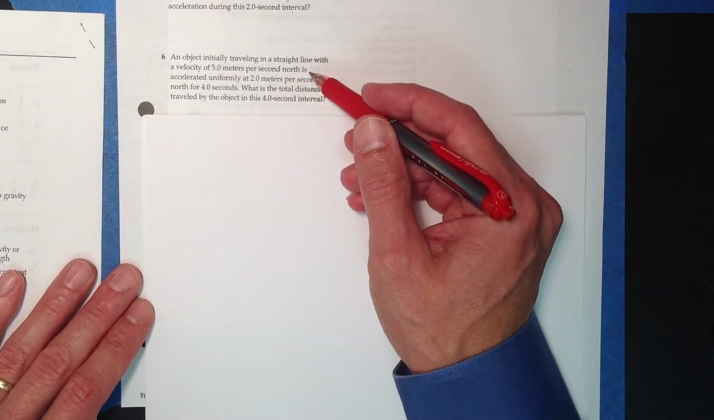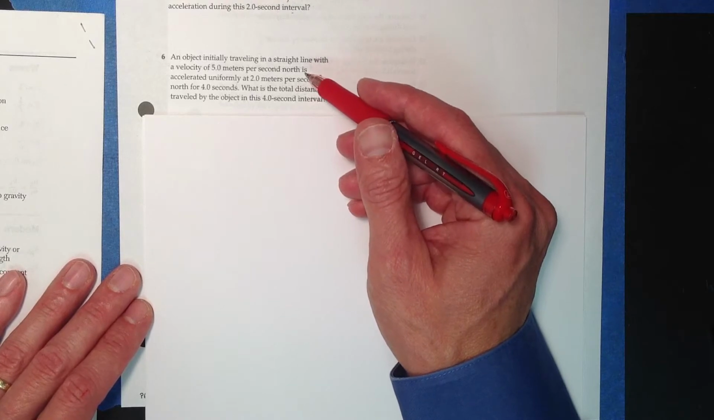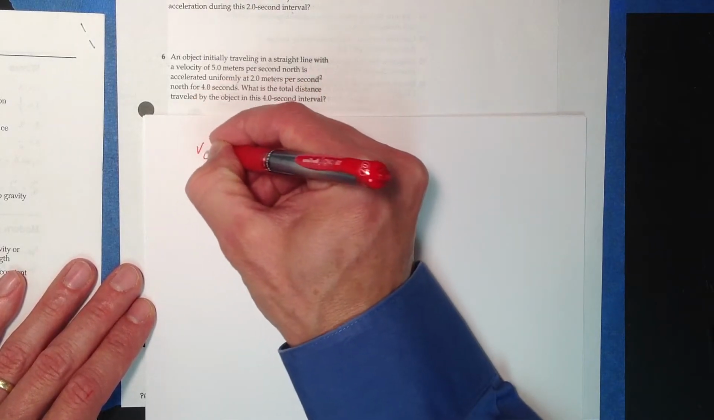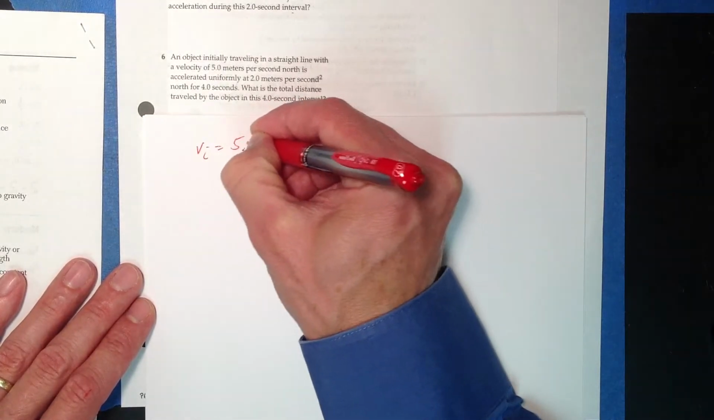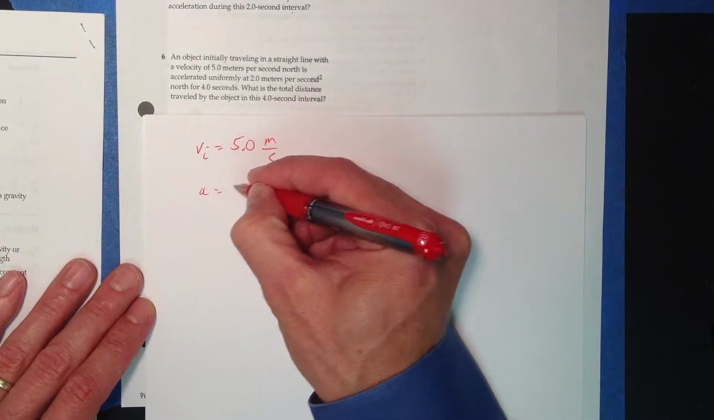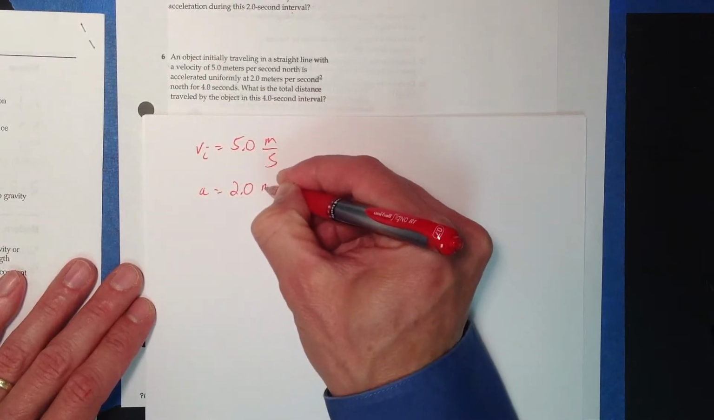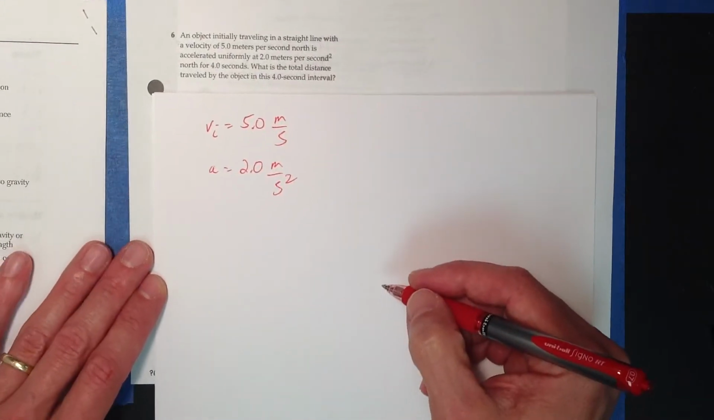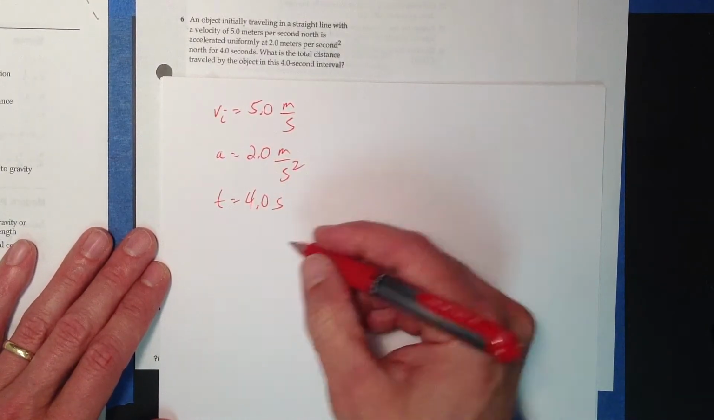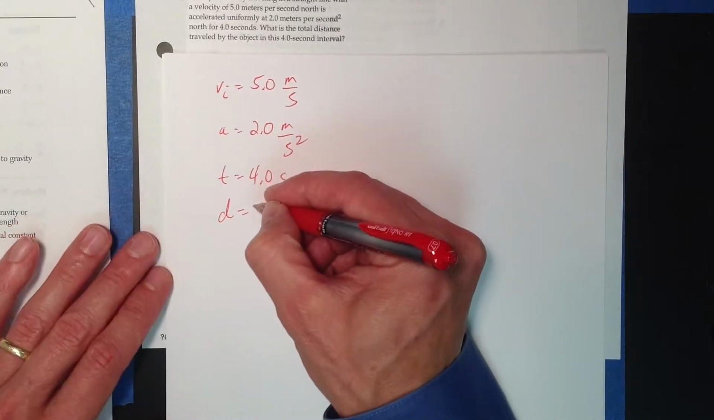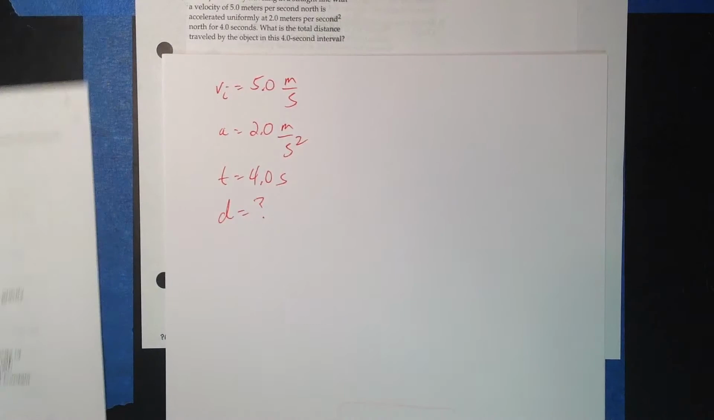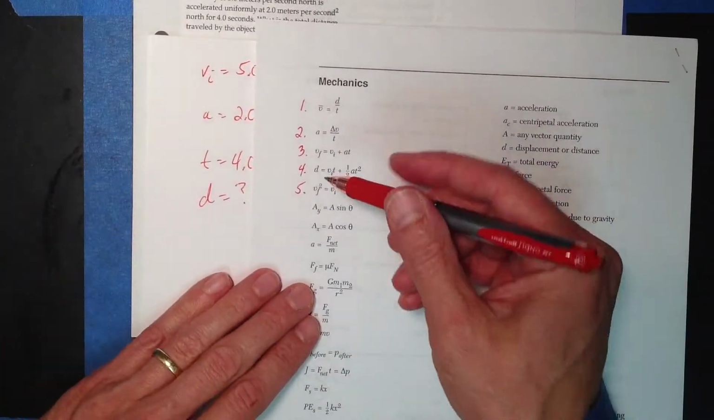So this is going to be initial velocity. Okay, initially. So VI is 5.0 meters per second, and then acceleration is 2.0 meters per second squared. Time is 4.0 seconds. And now we're trying to find distance. What is distance? So, we got to look. VI, A, T, and D.